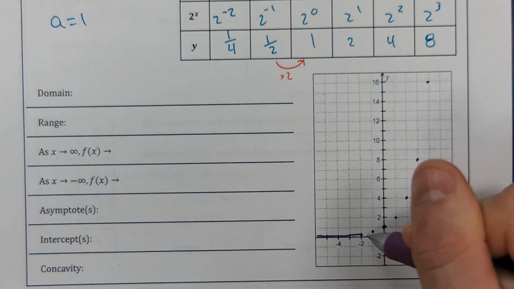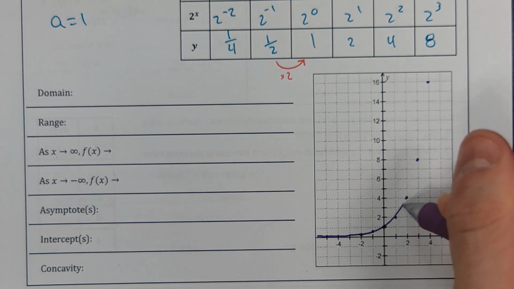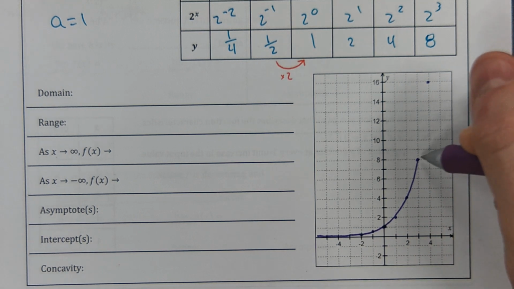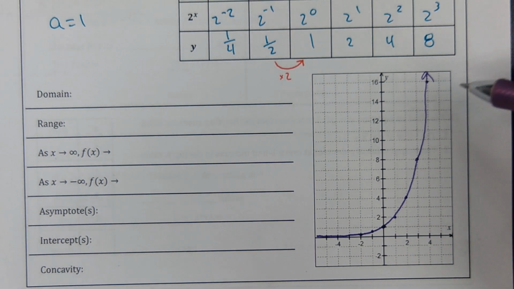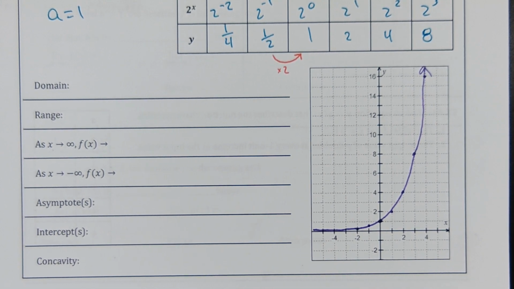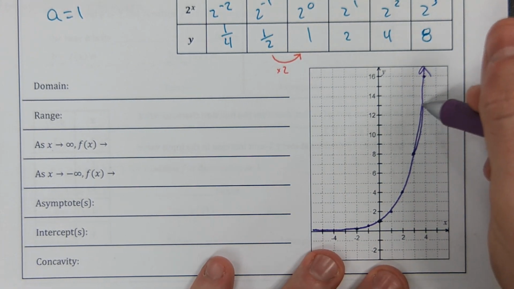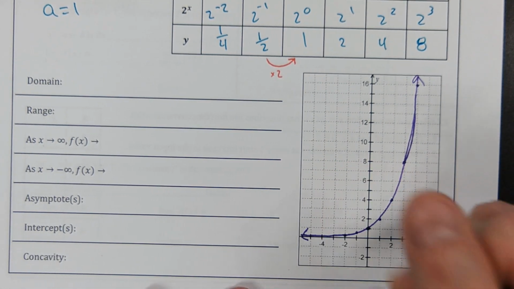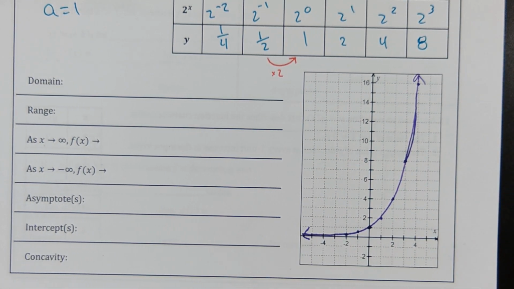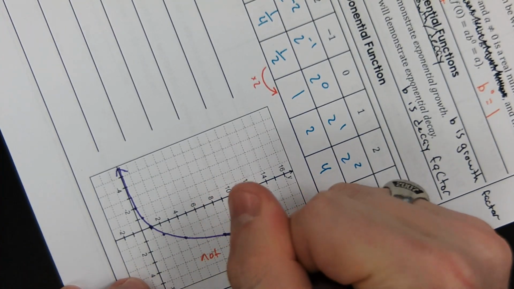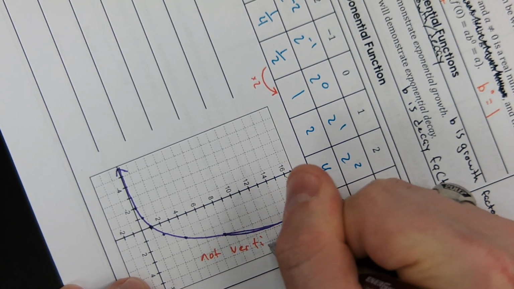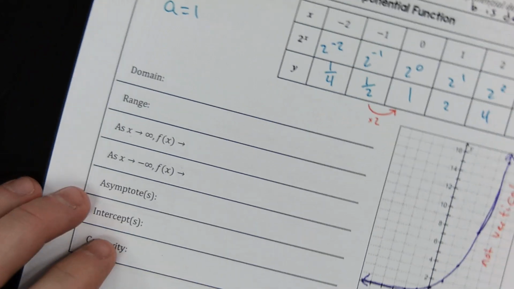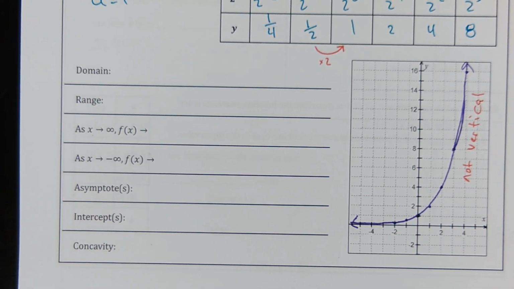Let me do my best to draw a curve here that hits these dots. Whoa, got a little wavy there at the end. Sorry. There we go. Now on my paper, I took the time to turn the paper sideways and then write not vertical. This is not a vertical asymptote. It just has a really, really steep rate of change.